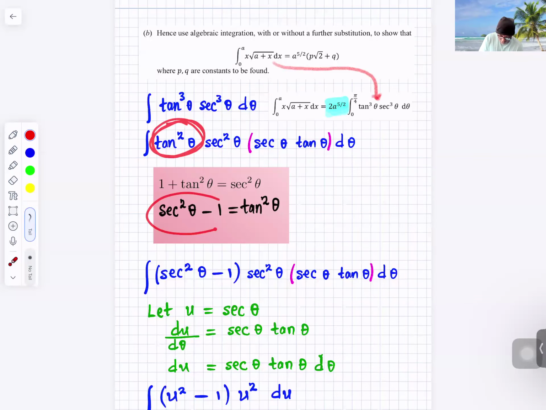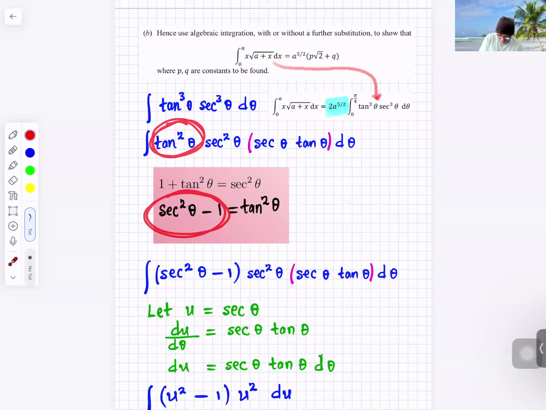The reason is because we can now replace tan squared theta with sec squared theta minus 1. So doing that now, we have this new expression.